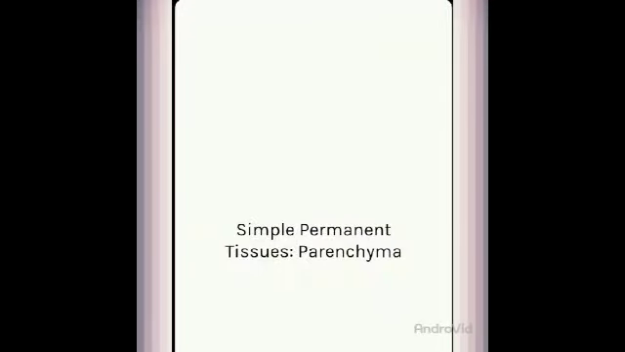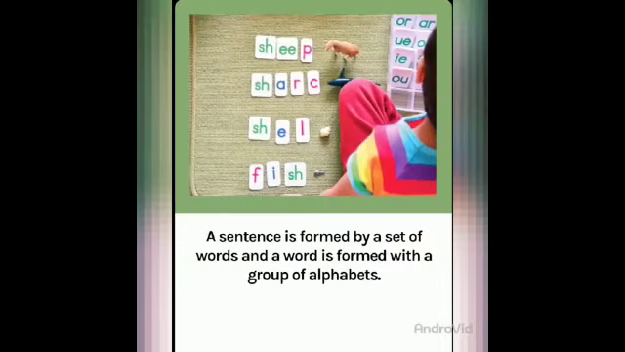So today's topic we are going to start is tissue. Today we are starting with the plant tissue first, then we will see the animal tissues. So let's start to learn plant tissues. First, we will see simple permanent tissue. In simple permanent tissue, firstly we will see the parenchyma tissue.